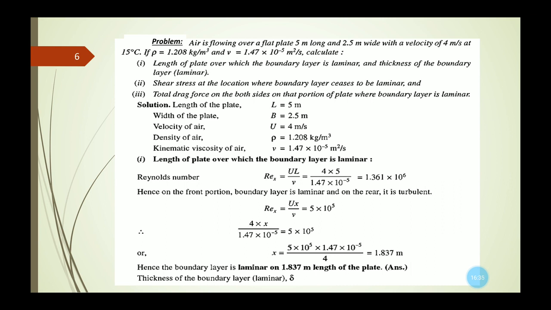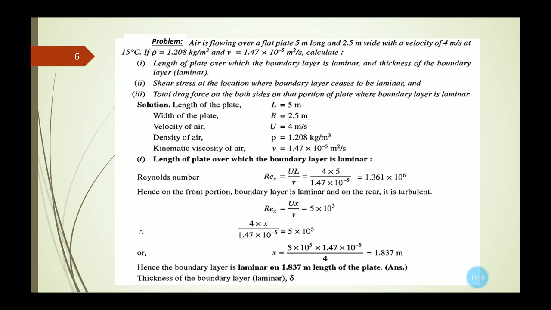The Reynolds number is actually the ratio of inertia force to viscous force. The formula of the Reynolds number for a pipe is rho v d by mu, where rho is the density of the fluid, v or u is the velocity, d is the diameter of the pipe, divided by mu, the dynamic viscosity. Now for a flat plate, this formula can be written as rho v x by mu, or v x by mu, where v or u, these are similar, the velocity of the fluid, so you can say u x by nu.